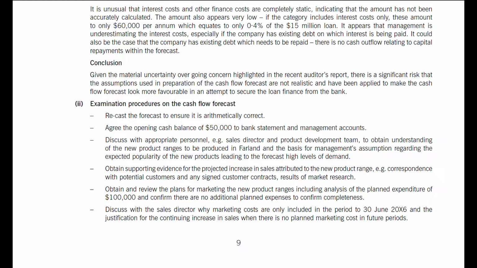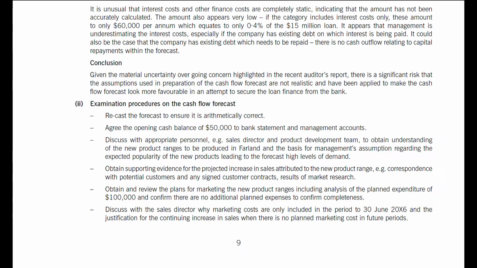Obtain supporting evidence for the projected increase in sales attributed to the new product range. For example, correspondence with potential customers and any signed customer contracts. Results of market research. Obtain and review the plans for marketing the new product ranges, including analysis of the planned expenditure of $100,000 and confirm there are no additional planned expenses to confirm completeness.